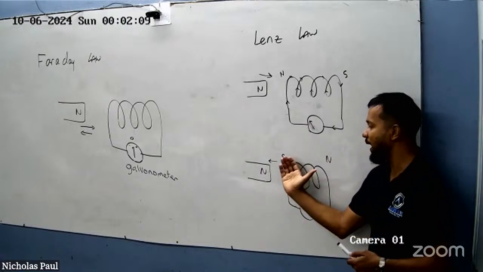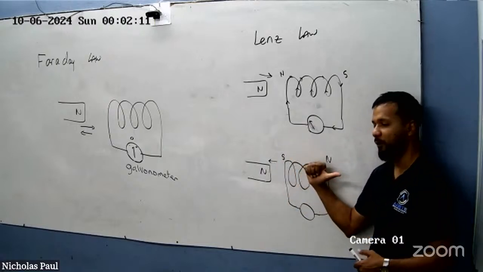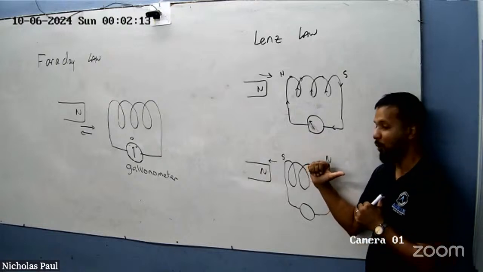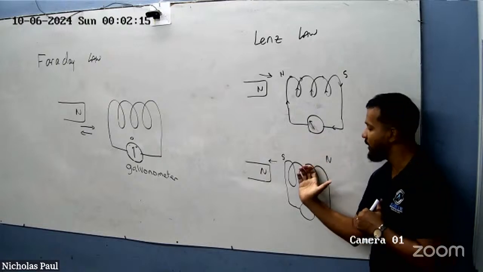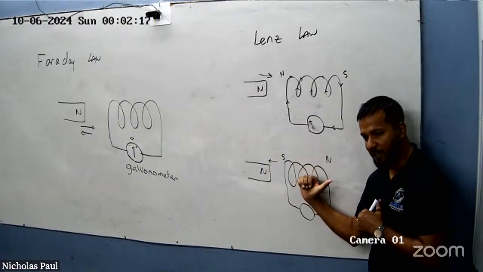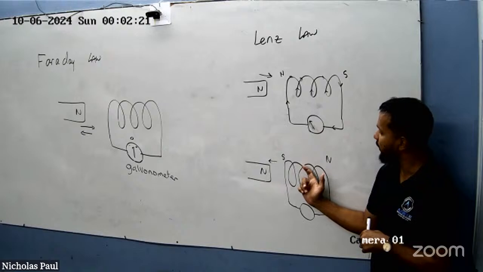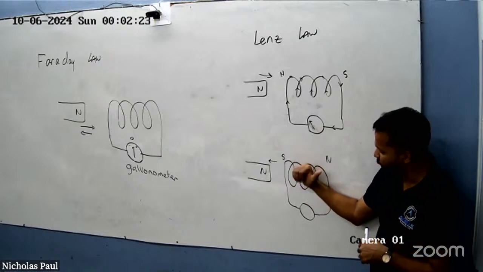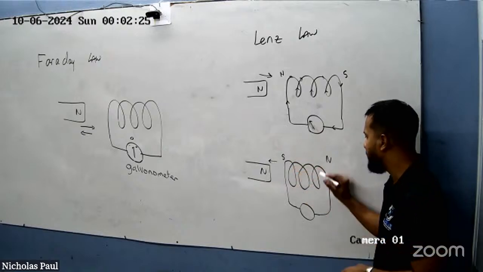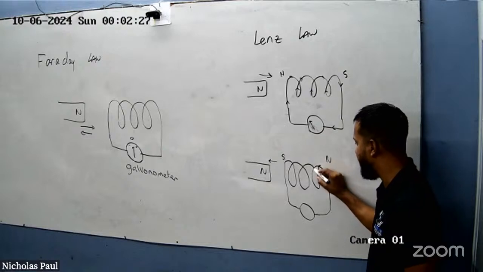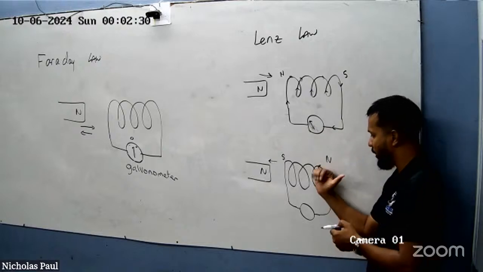So with your right-hand rule, your thumb points towards magnetic north and your fingers point in the direction of the current. So the current is coming out at the top and going in at the bottom. So it comes out here and goes in here.